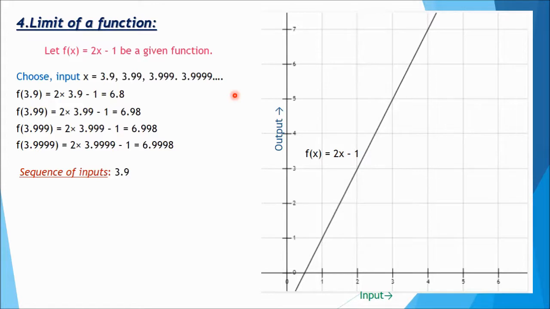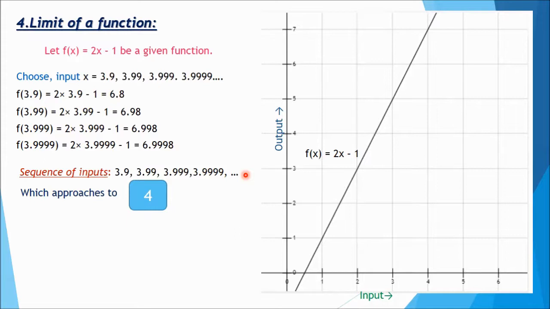3.9, 3.99, 3.999, and 3.999, and so on, which approaches to, now the input approaches to a fixed real number, that is a fixed number, that you know very well, that is 4, isn't it? It approaches to 4.